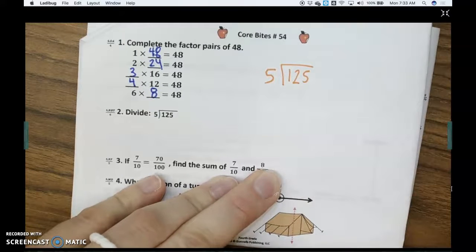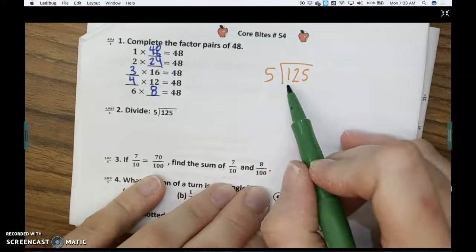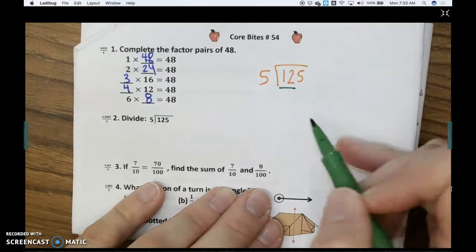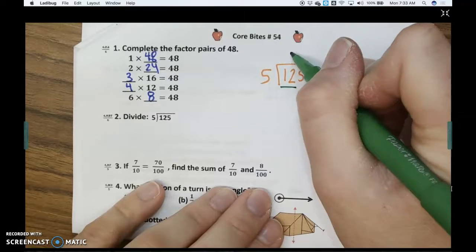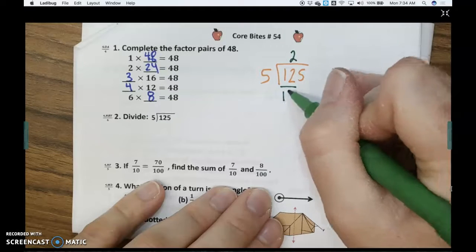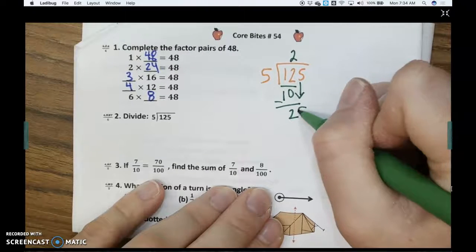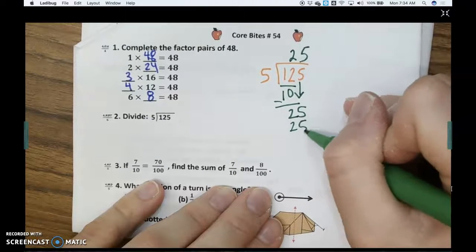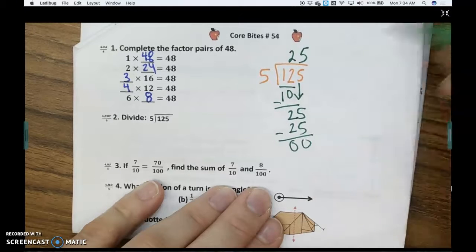So you start on the left side and see what numbers you can multiply to get a number. So we can't multiply anything times 5 to get 1, but we can multiply something to get close to 12, but not too much. So if we do 5 times 2, that gives us 10. 12 minus 10 is 2. Bring down your 5. 5 times 5 gives us 25. And 25 minus 25 is 0, so your answer is 25.